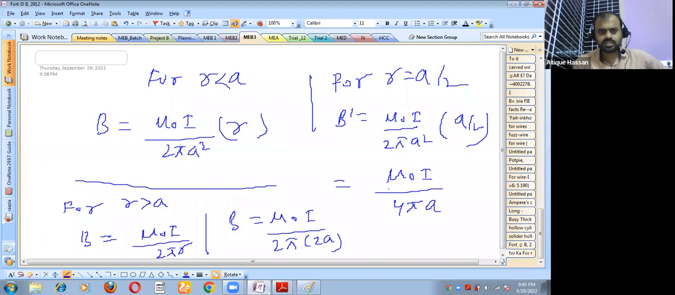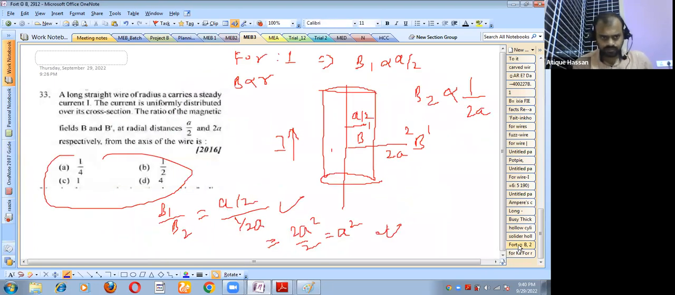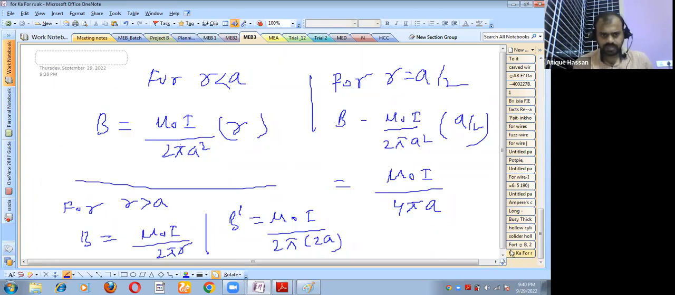In the question, the first magnetic field is given as B, and the second magnetic field is given as B dash. So we have to find the ratio of B and B dash. B and B dash will come out to be, mu naught and mu naught will be cancelled out, it will come out to be 1:1.